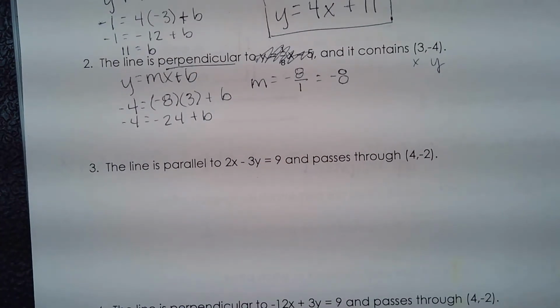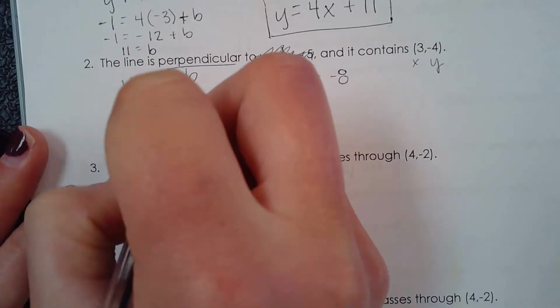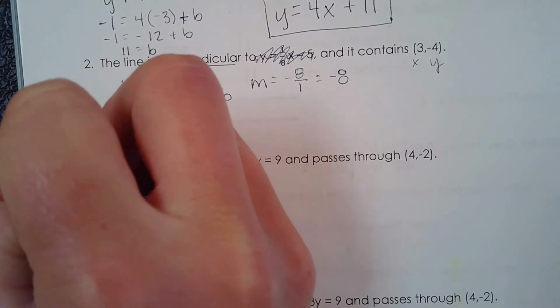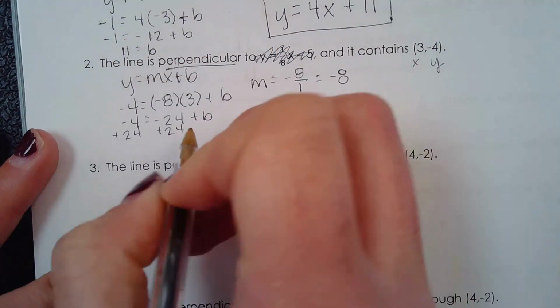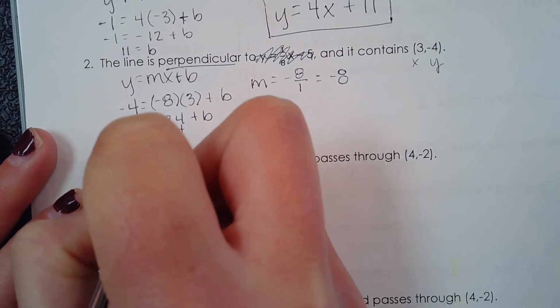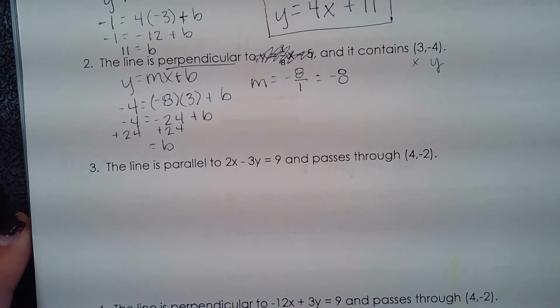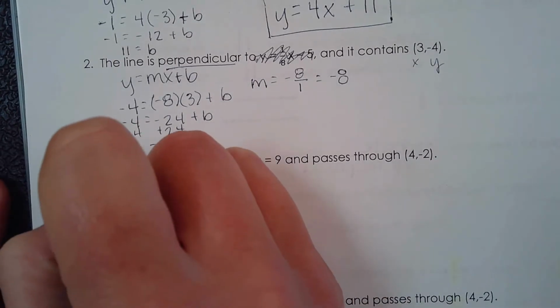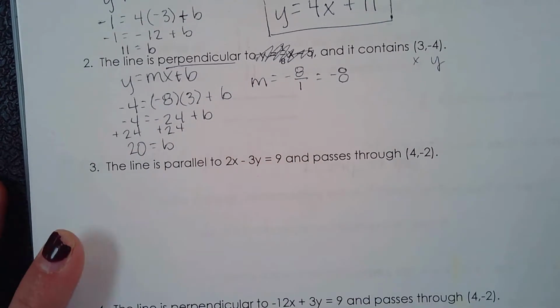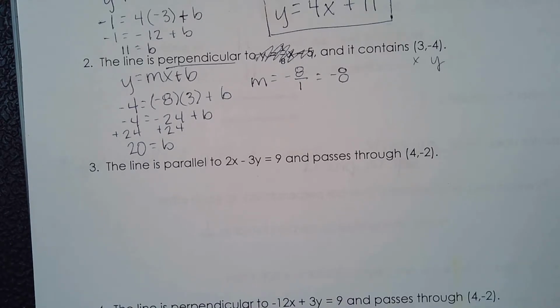How are we going to figure out what b is? Add 24. So negative 4 plus 24, what do we get? 20? Is that okay?